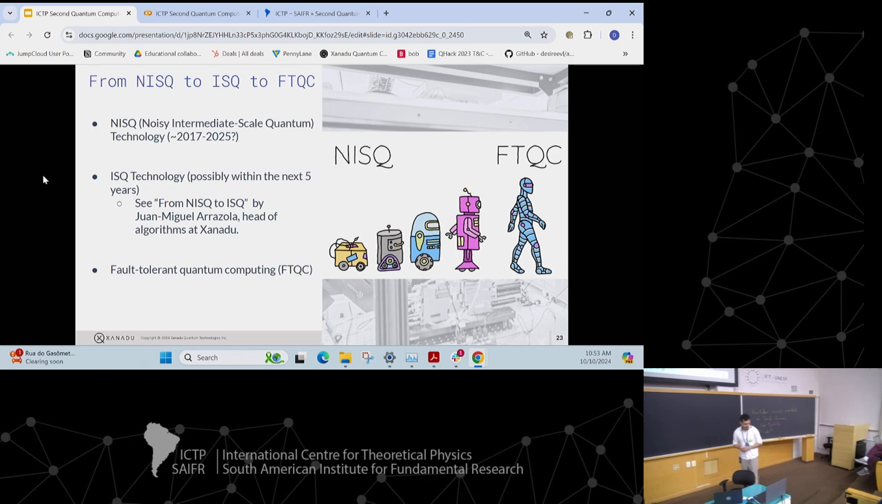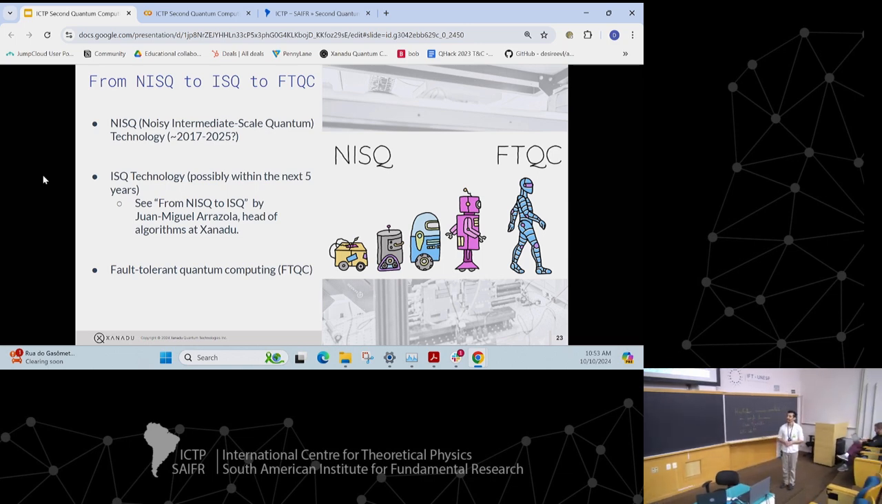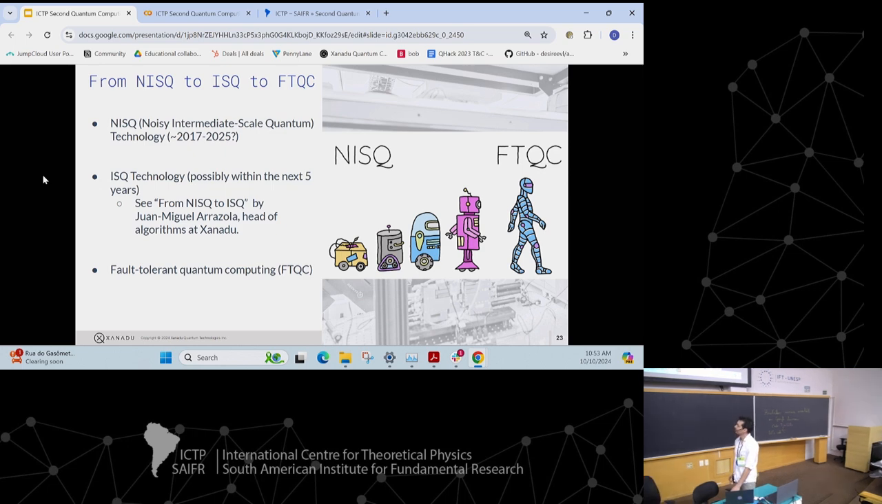The next era has a few different names. At Xanadu, we like to call it the ISQ era, for intermediate scale quantum computing. You start removing some of the noise that is limiting the depth of the circuits you can run, and the number of qubits that you can use. If you want to know about this, we have a blog post by the head of the algorithms team at Xanadu from a couple of years ago who explored this topic. And then, of course, you have the holy grail of quantum computing, which is the fault-tolerant quantum computing era.